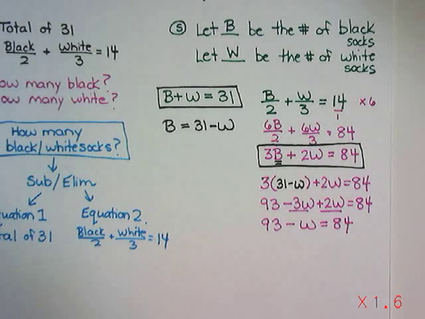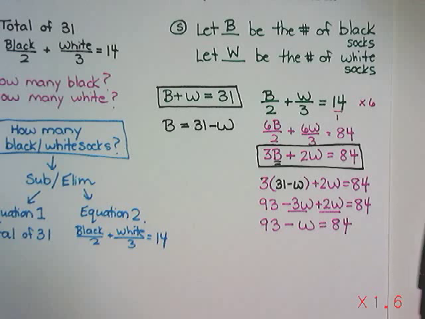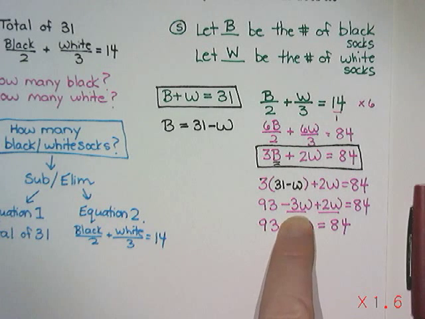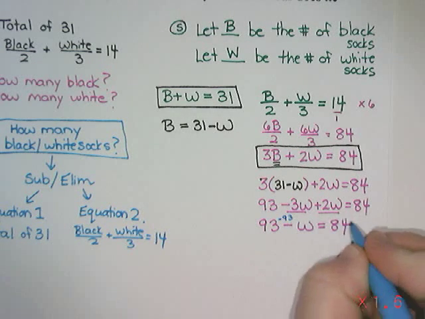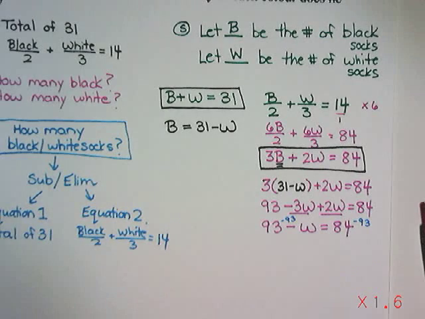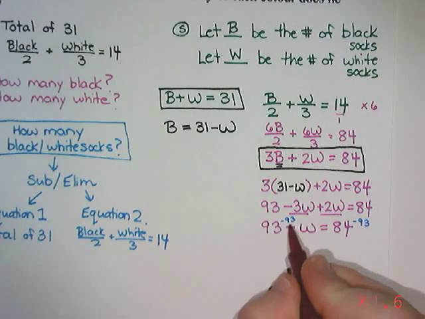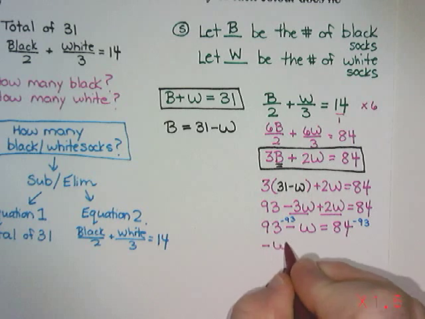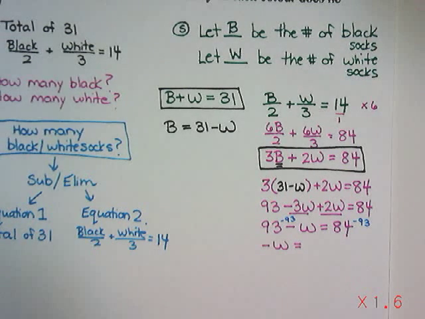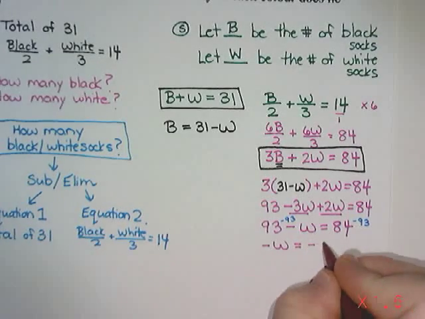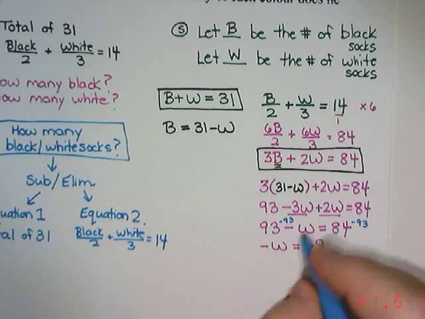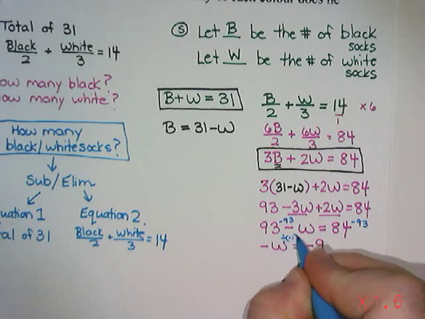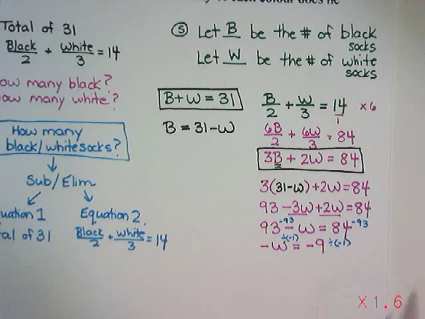And then I just need to solve for W by taking that 93 to the other side. So that minus sign belongs to W. So that's a positive 93. So I'm going to subtract 93. And a really easy mistake is to drop the negative, but this is a negative W. And 84 take away 93 is negative 9. And our last step is to divide by the little negative 1 that's hiding in front there. And negative 9 divided by negative 1 is 9.